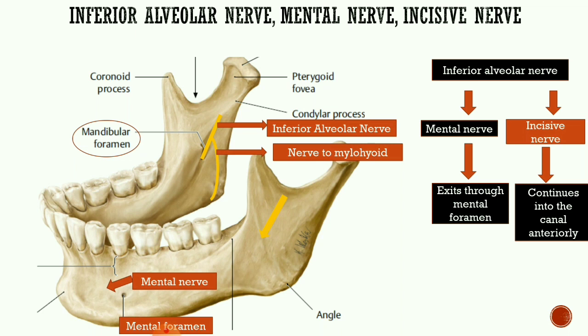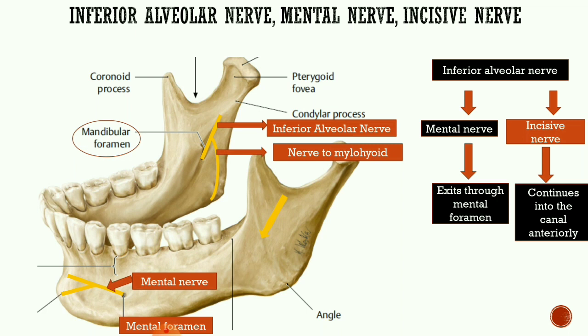Now just imagine that the inferior alveolar nerve has entered the canal, and after entering the canal, it comes out from the mental foramen in the form of the mental nerve. After coming out, this mental nerve supplies the skin of the chin and the skin of the lower lip.